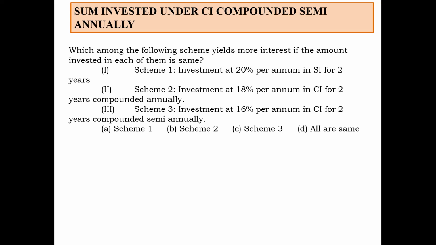Which scheme is the best? In scheme one, it says investment 20% per annum SI for 2 years. So what will be the effective rate in scheme one for 2 years? Effective rate for scheme one in 2 years will be how much?